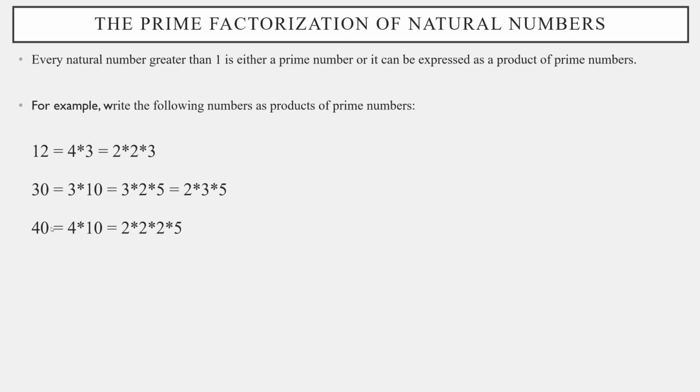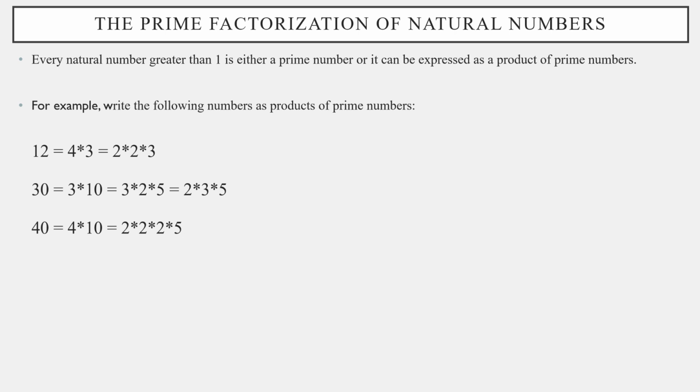40 is 4 times 10. Look, 4 is not a prime number and 10 is not a prime number, but from the two examples above, 4 is 2 times 2 and 10 is 2 times 5. So 40 can be written as 2 times 2 times 2 times 5, the product of prime numbers.